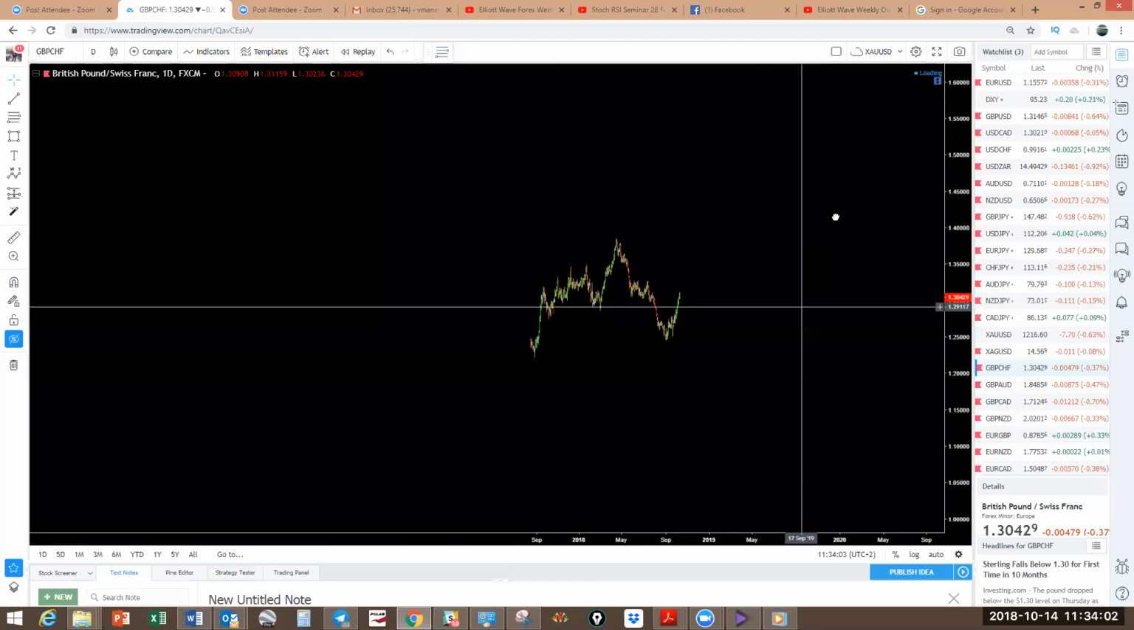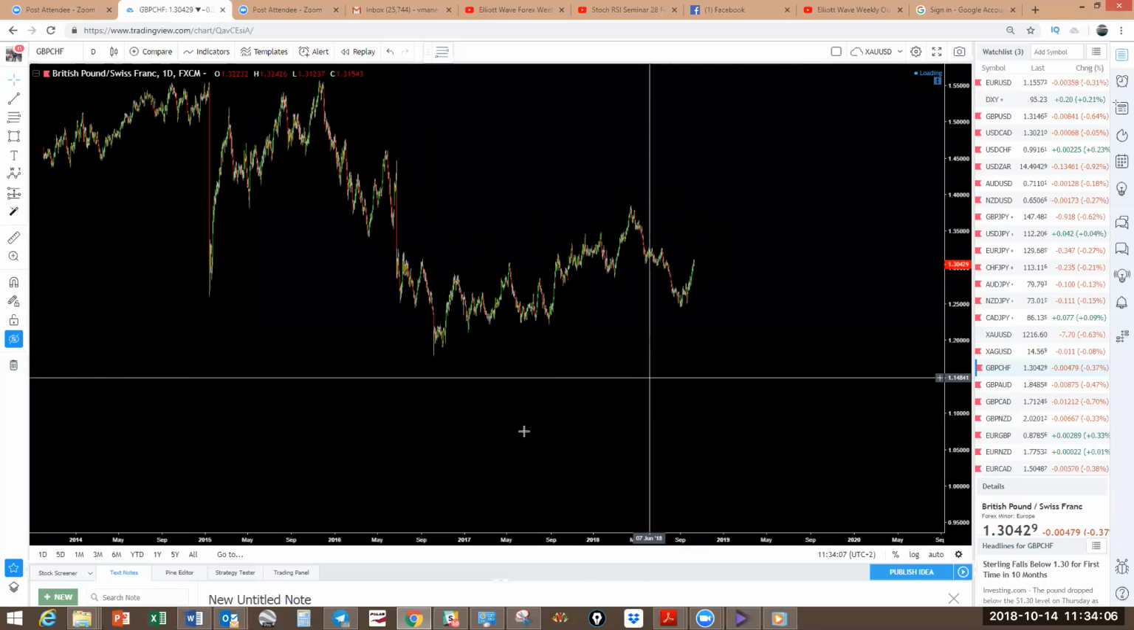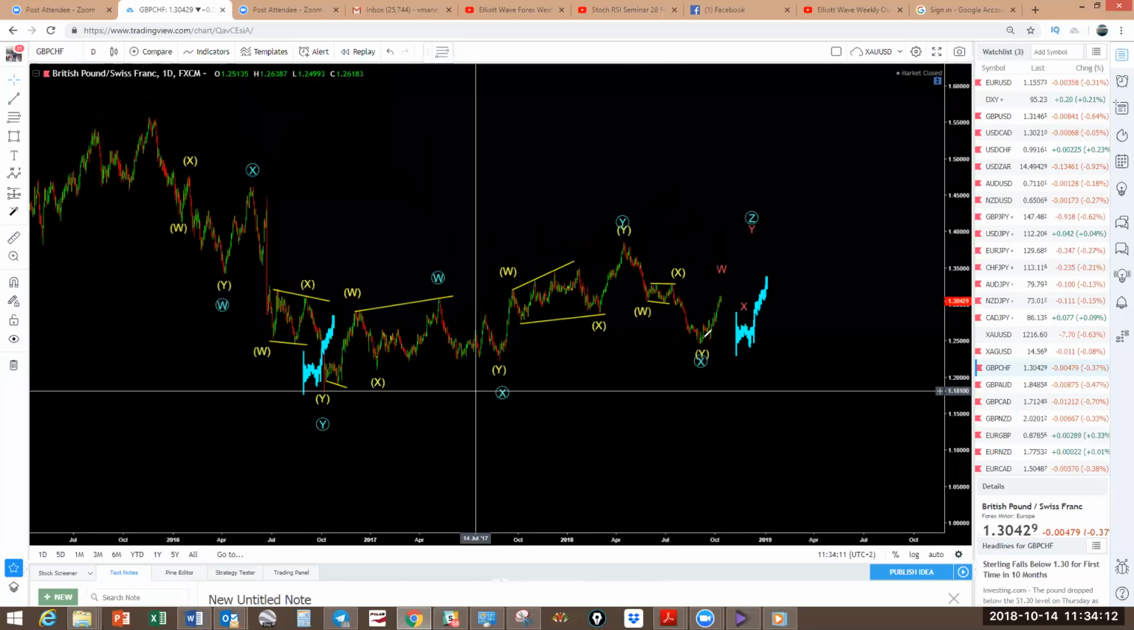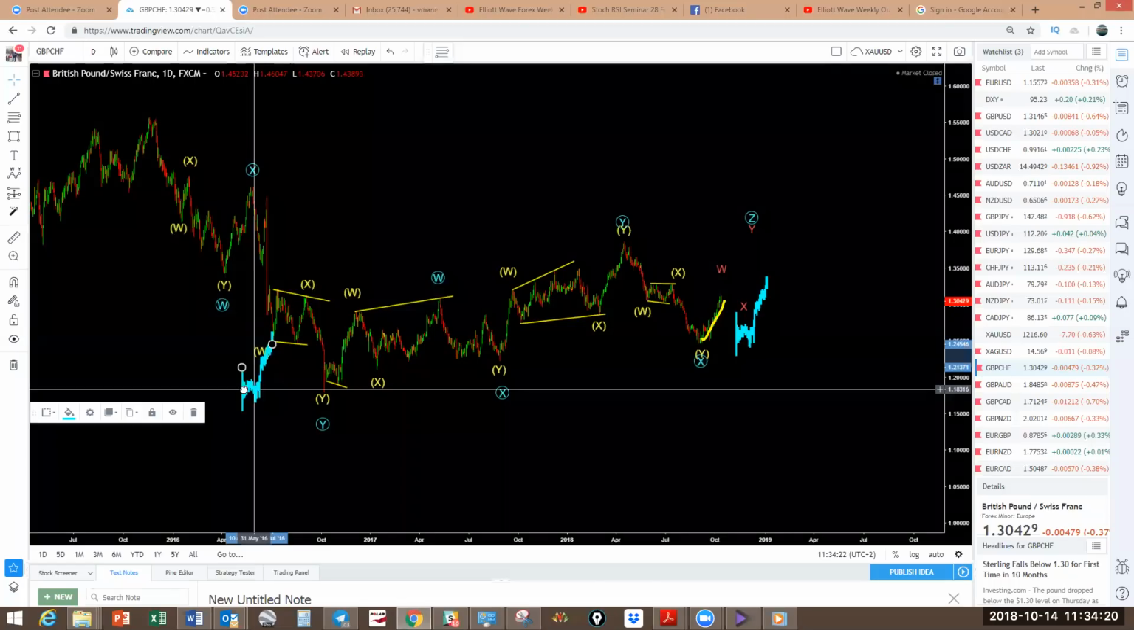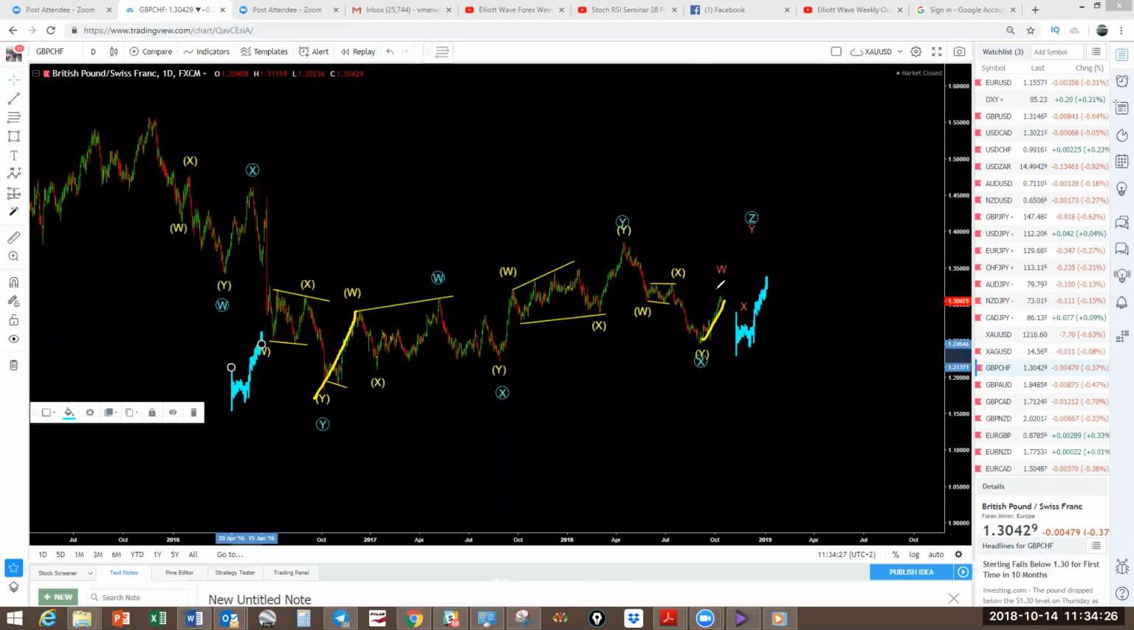So all the structures on the pound pairs are still valid as per last week, because last week I discussed the dailies with you guys. I showed you that this current move here that is starting is actually the first leg that is happening here. So we had this first leg happening here. We'll be expecting a corrective structure for further upside.